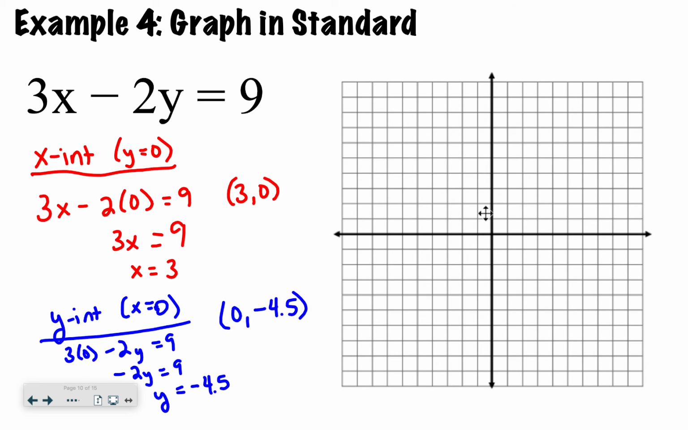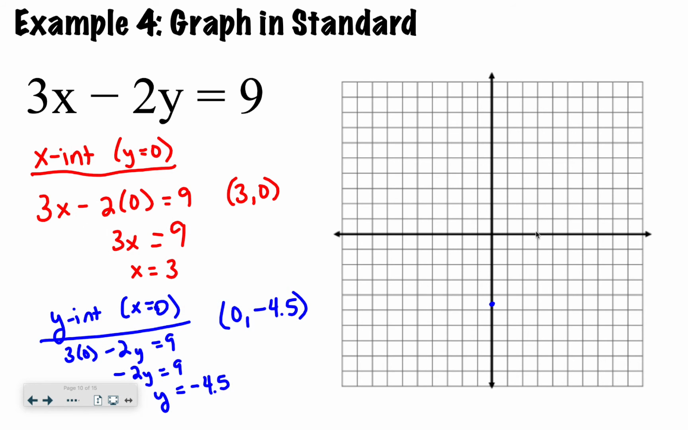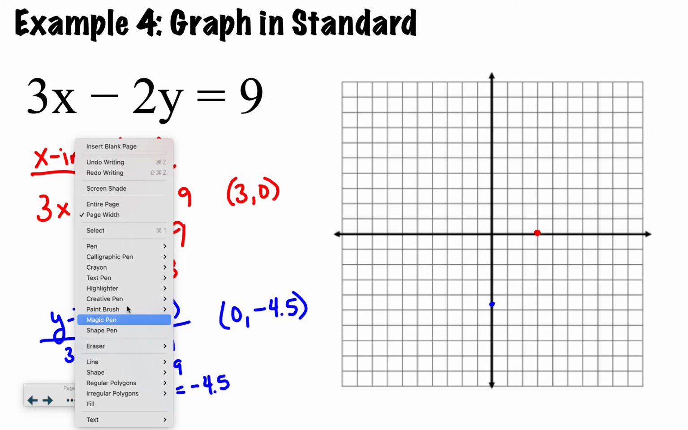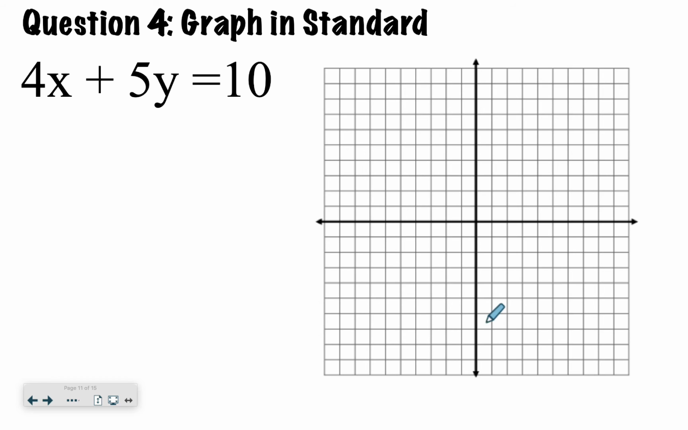Okay, so now if I graph that 0, negative 4.5, that would be right in there. And then if I plot my 3, 0, that would be right there. And then all I have to do is connect those 2 points. So I'm going to do my best to draw a straight line. And that would be my solution. Okay, so you solve for the intercepts, you plot the intercepts, and then you connect it to form the line. Now I want you to try graphing this one in standard form on your own. Good luck.